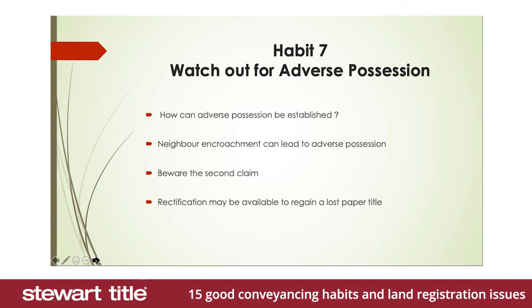Second point, watch where there's been an adverse possession claim, where that claim was made but was unsuccessful. If the adverse possessor remains in situ, then he or she can make a further claim and is just about bound to succeed with regard to that claim. In short, if there's been an adverse possession claim, the buyer should check what's happened to the adverse possessor. Is he still in occupation?